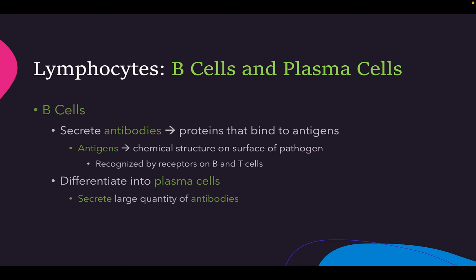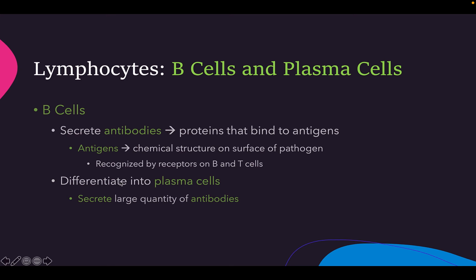But before we talk about the immune responses, we have to understand which cells are involved in the immune system. When we're talking about lymphocytes, we're talking about B cells and T cells. B cells and plasma cells secrete antibodies, which are proteins that bind to antigens. Well, what's an antigen? An antigen is a chemical structure on the surface of a pathogen, and these are recognized by receptors on B and T cells. So these B cells recognize the antigens and then make antibodies.